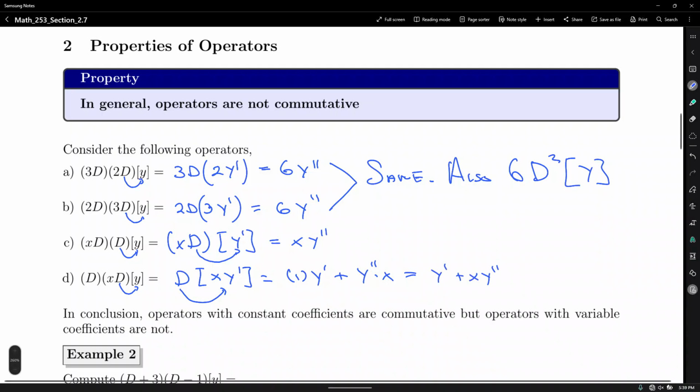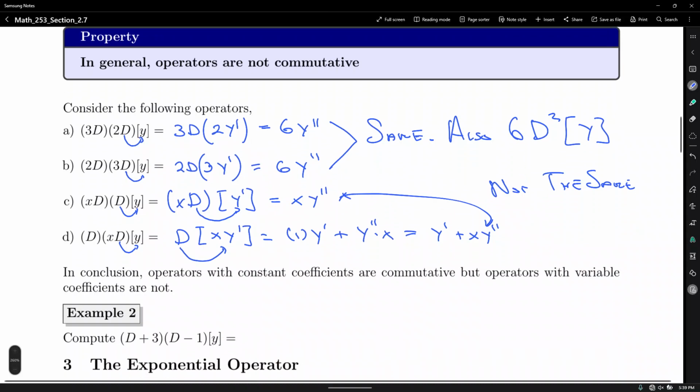As you can see, these results are not the same. What does that mean? Our conclusion tells us that operators with constant coefficients are commutative. However, operators with variable coefficients are not necessarily commutative. Maybe in some situation, one with variable coefficients may end up being commutative, but that's not true in general.